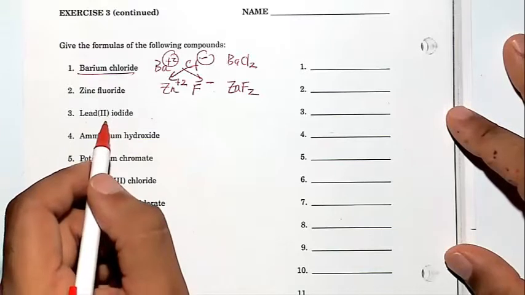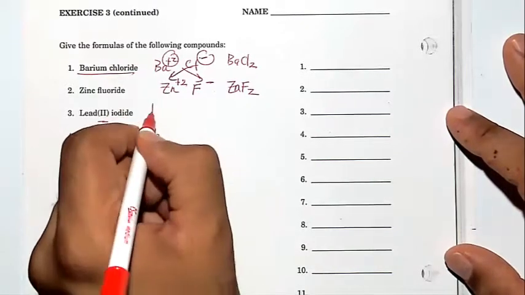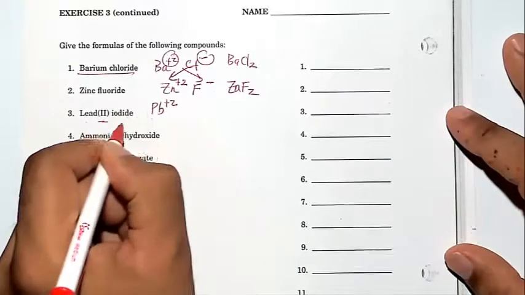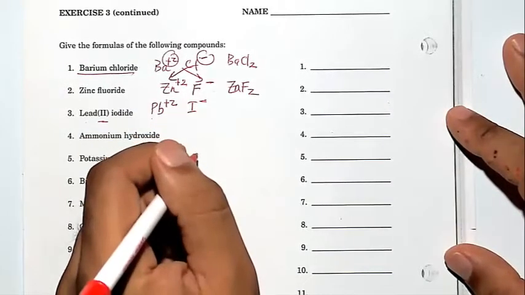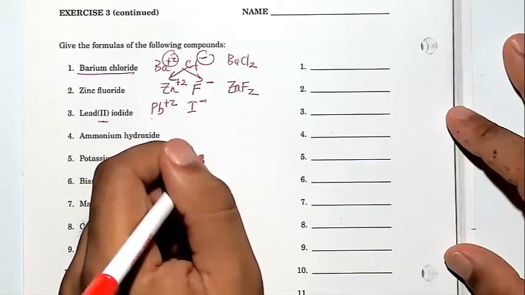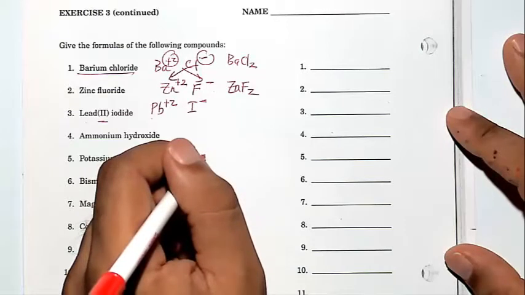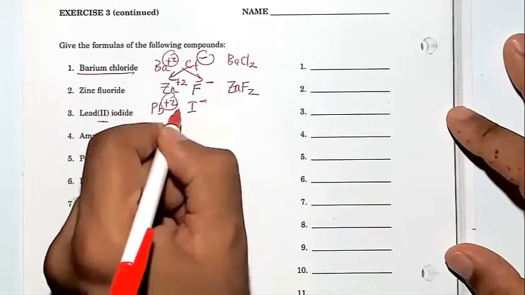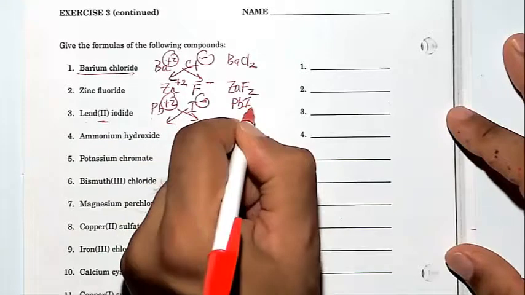This is a better example. Lead, notice the Roman numeral 2, so that means Pb +2. What is iodide? Okay, iodide is I minus. Iodide comes from iodine. So iodine is the element, iodide is the ion. Halogens like to be -1. We'll do the switcheroo and you get PbI2.